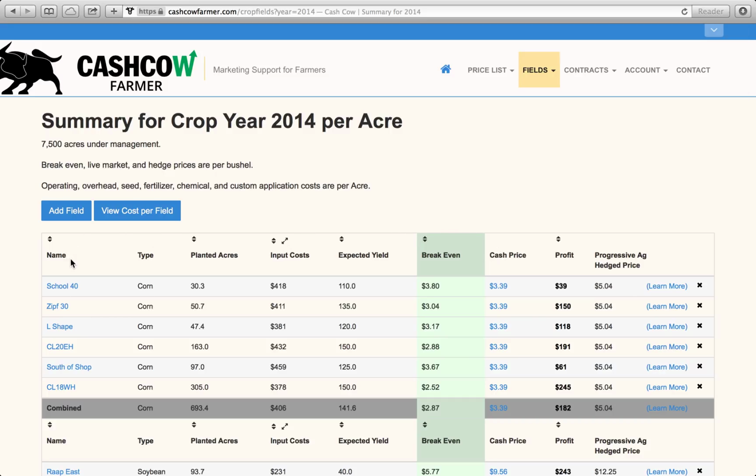So first we start with the name. Farmers have ridiculous names for their fields. Here we have L-shape, south of the shop, school, zip, CL18WH. You enter these in. So these are your code names for your family farm's fields. So that's whatever you want.